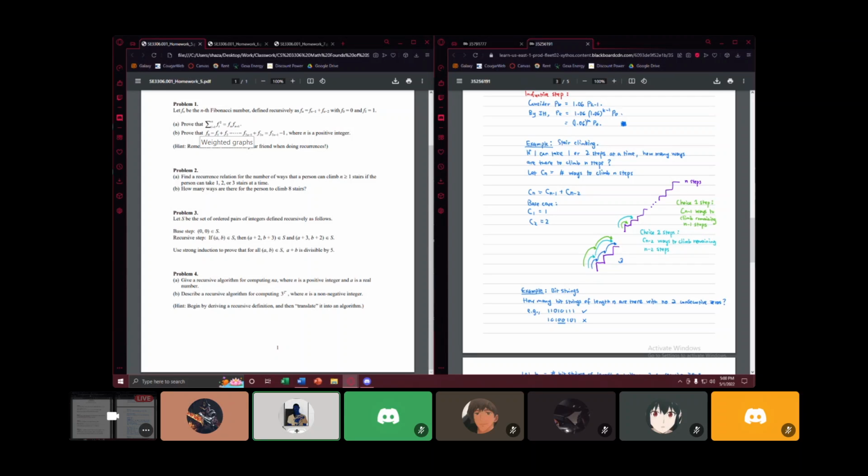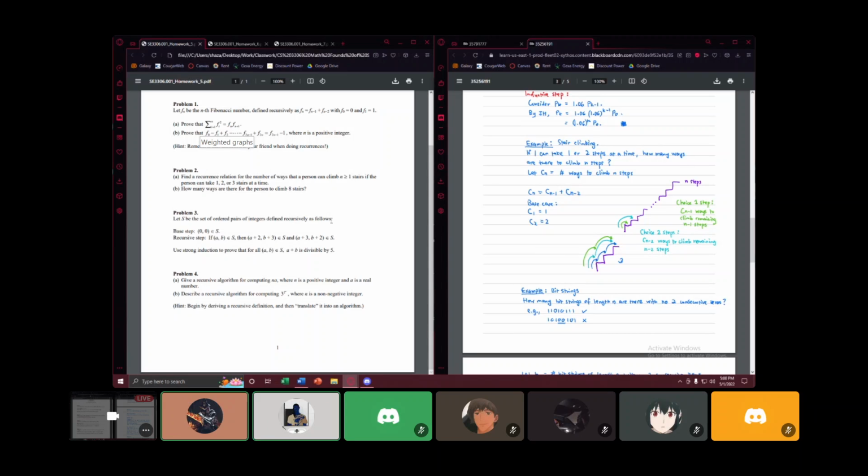I use the same thing. It was just s of n minus 1 plus n minus 2 plus n minus 3, because in this case we have three different cases, right? It takes one step, two steps, or three steps. So it's just n minus that number and add it all together.